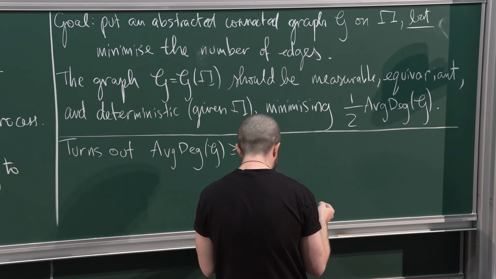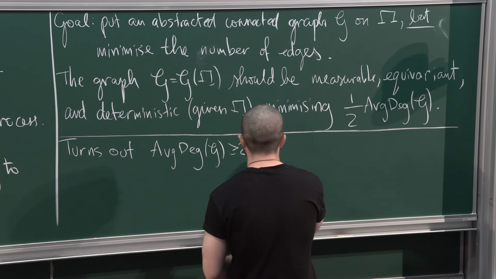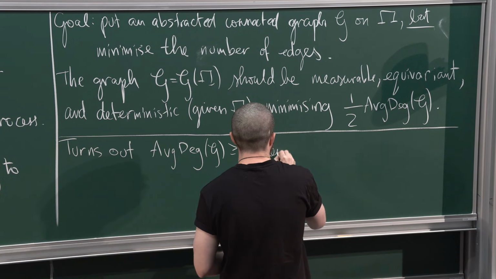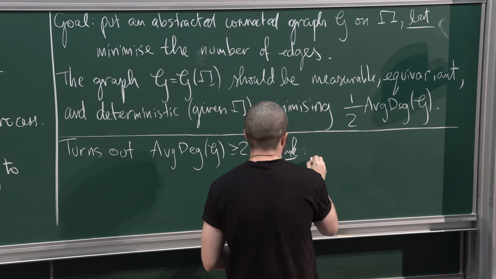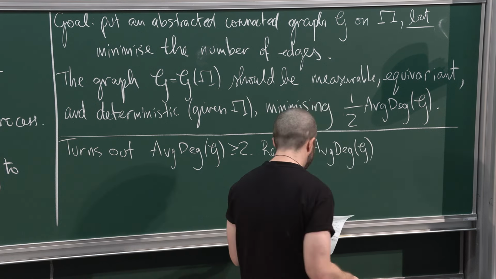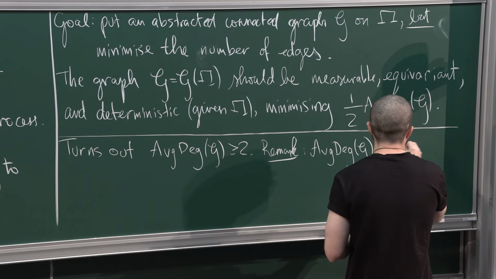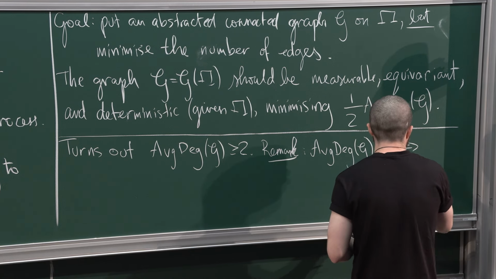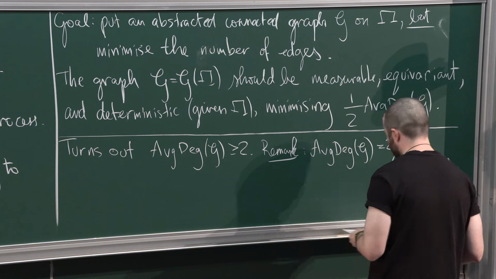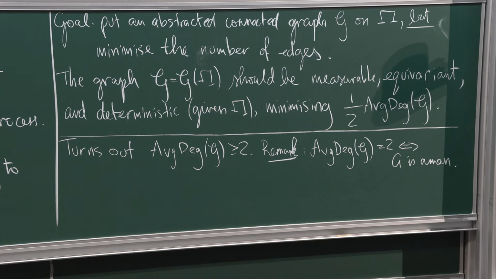So it will turn out that you get equality. Remark: the average degree of one of these graphs for the Poisson point process specifically is equal to 2 if and only if G is amenable. I think our friend SL3R is not amenable, so this is no good. This is a concrete problem.